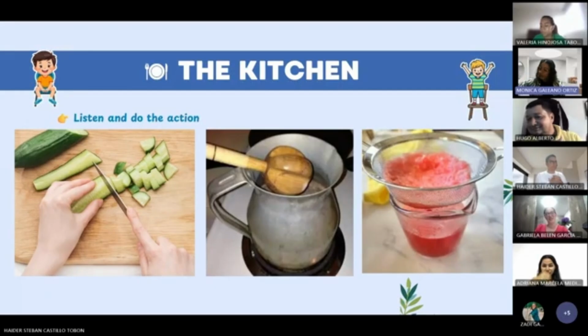And finally, in the kitchen, we can stir the juice. I don't have juice, but use your imagination again. Stir the juice. Stir the juice. Thank you. Great job. Thank you for your participation. It's all for now.